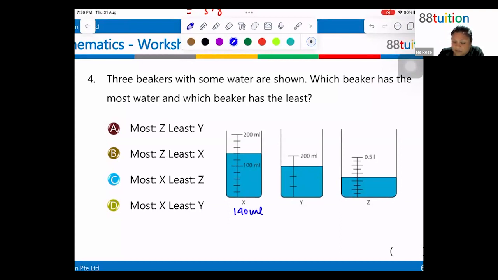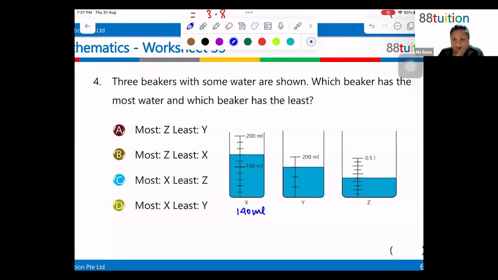Okay. So what about Y? How much water is there in beaker Y? Thank you, Pranati. So that's 150. And now, okay, so Z, how much water is there in beaker Z? Okay, Charmaine says 250. Everyone agree with her? Is it 250? Yes, okay, so that's 250 ml.